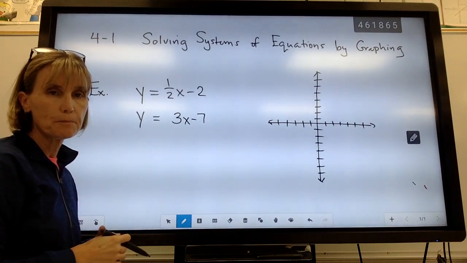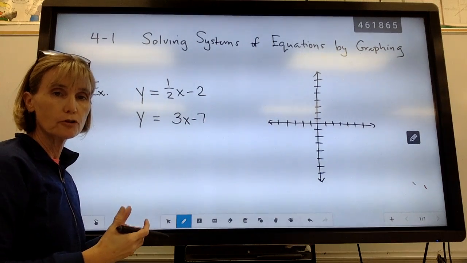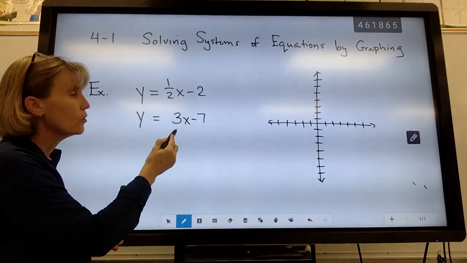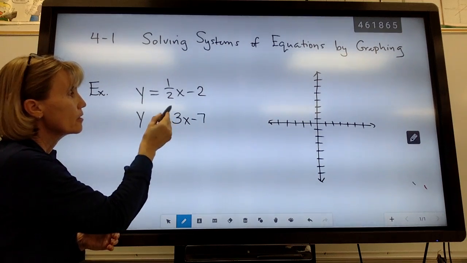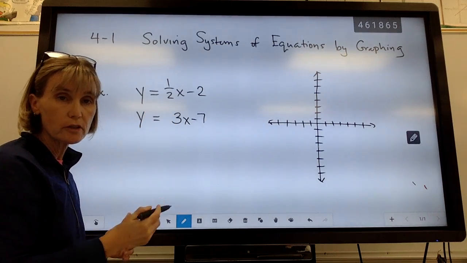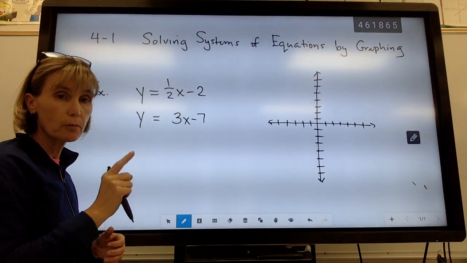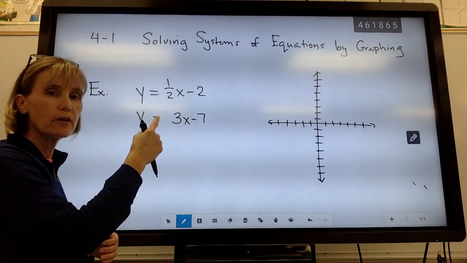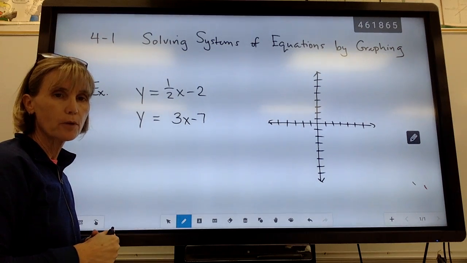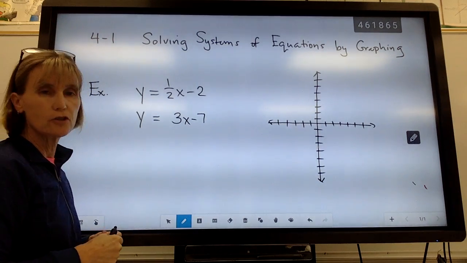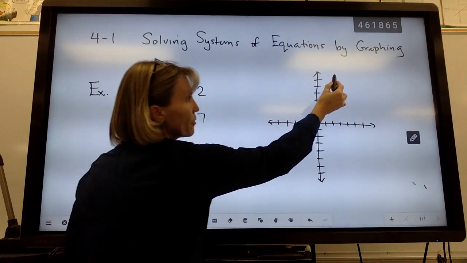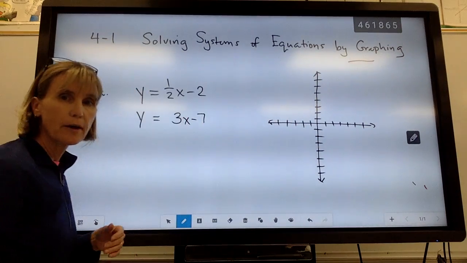within the same system. And when we're looking for a solution for this system, we're looking for the ordered pair that can be plugged into both equations and make them true. So there's going to be one common point that can fit into both equations, and we want to find what that point is. And there's different ways for doing that. The first method for doing that is by graphing.